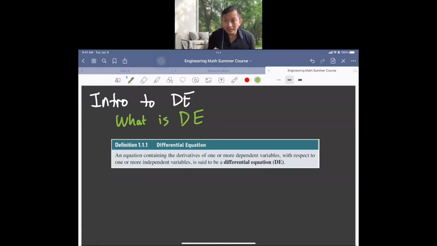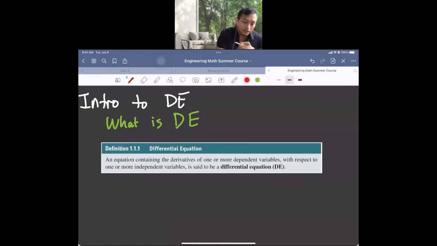Well, perhaps that is too many words. But if you take the differentials that we did before, dy over dx equals y, this is also a differential equation. So in simple words, DE or differential equations means any equations that have differentials. It can be first order, second order.